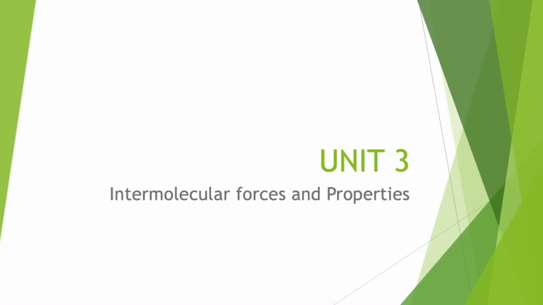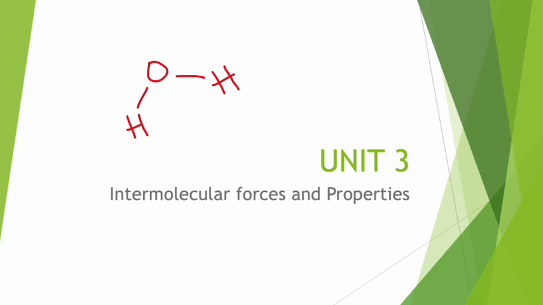Before we begin this unit, let's remind ourselves about Coulomb's law. What it tells us is that like charges are going to repel and unlike charges are going to attract. The three types of bonding that we know about are ionic, covalent, and metallic.